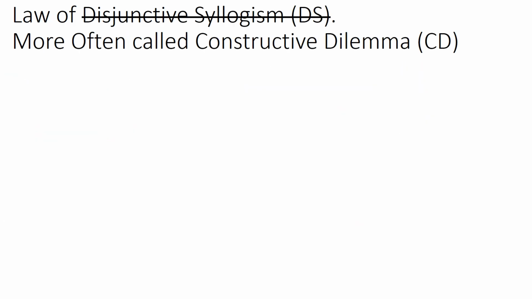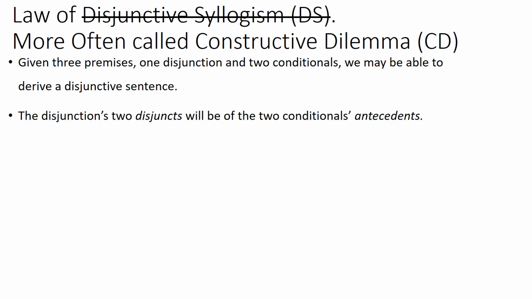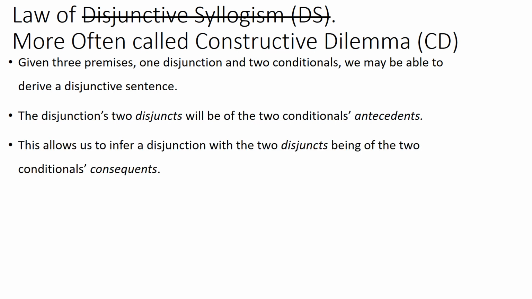Let's consider the constructive dilemma, or CD for short, in abstract general terms, and then, which will be more helpful, a concrete example. Given 3 premises, 1 disjunction, and 2 conditionals, we may be able to derive a disjunctive sentence. The disjunction's 2 disjuncts will be of the 2 conditionals' antecedents. This allows us to infer a disjunction with the 2 disjuncts being of the 2 conditionals' consequents.